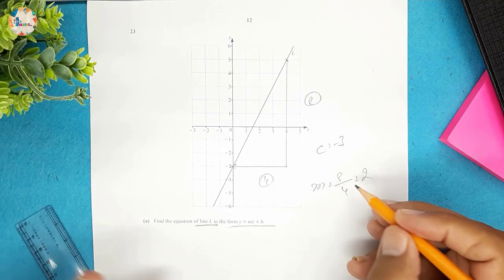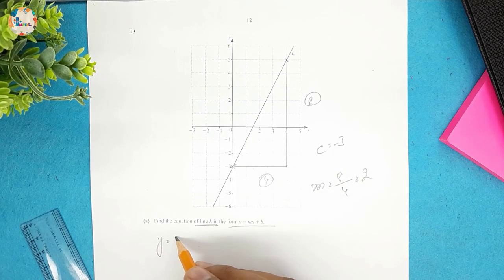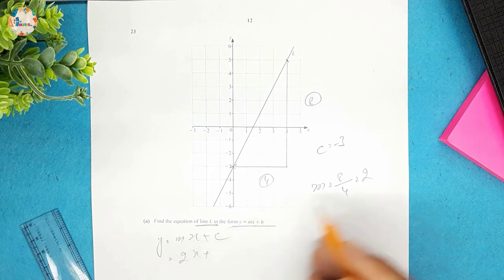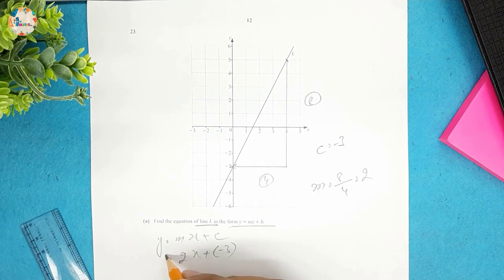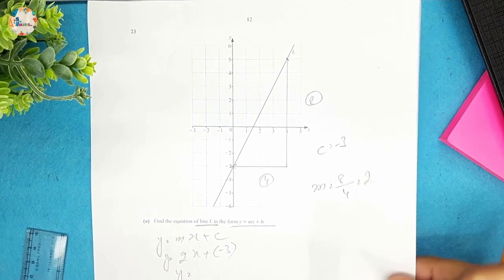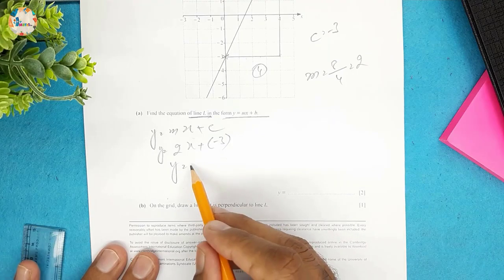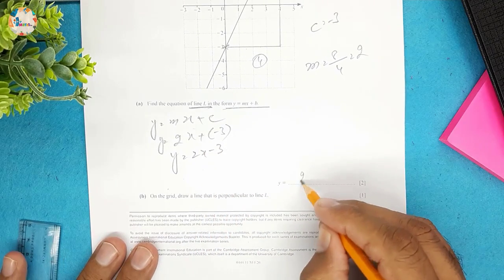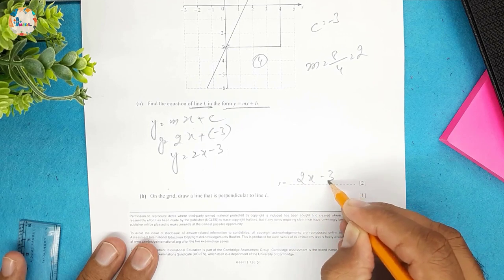So gradient is 2, so we can write y is equal to mx plus c. M is 2, so 2x plus c, which is minus 3. So we can write y is equal to, I'll move the page, so y is equal to 2x minus 3. This will be our final answer, 2x minus 3.